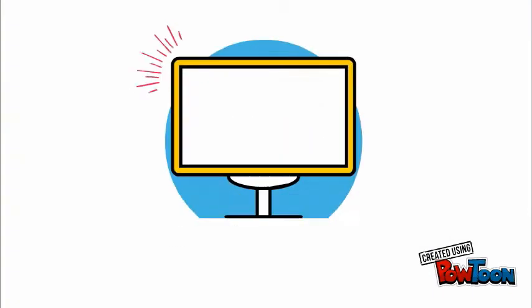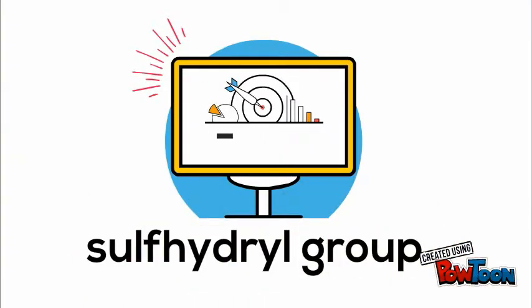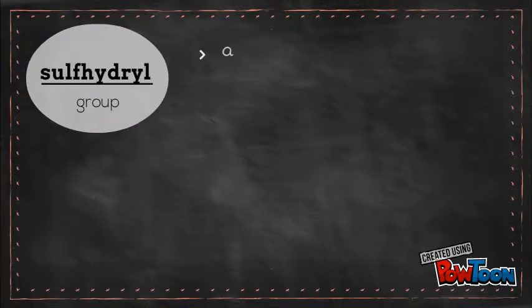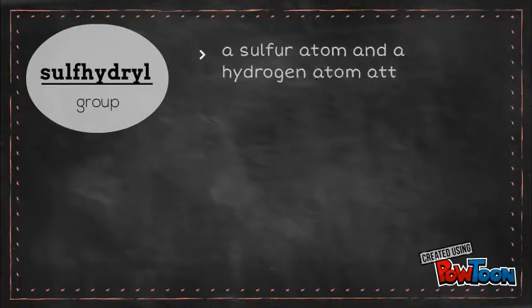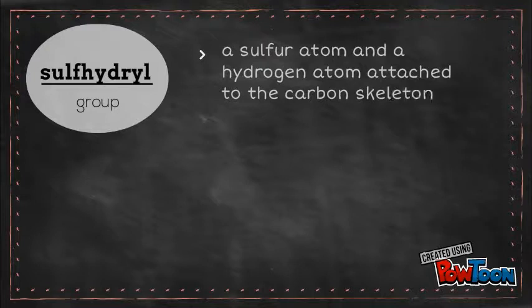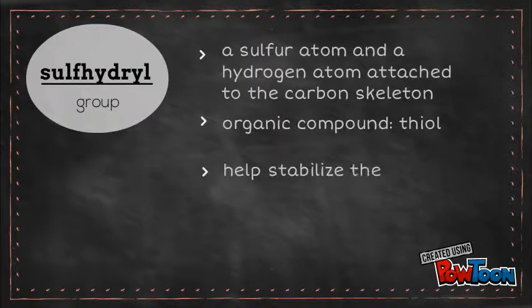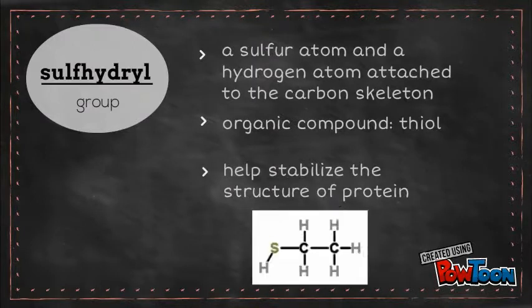The fifth functional group is the sulfhydryl group, which consists of thiol. A sulfhydryl group consists of a sulfur atom and a hydrogen atom attached to the carbon skeleton. An organic compound with a sulfhydryl group is called a thiol. Sulfhydryl groups help to stabilize the structure of protein.